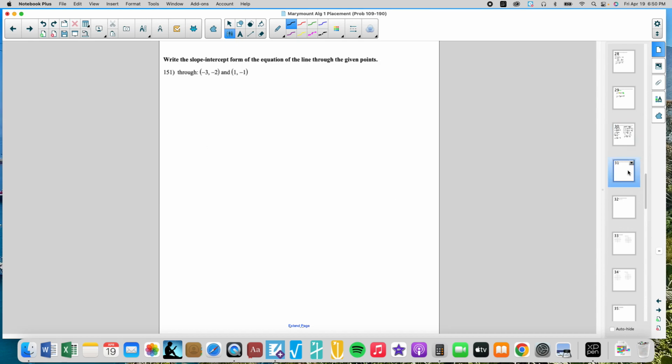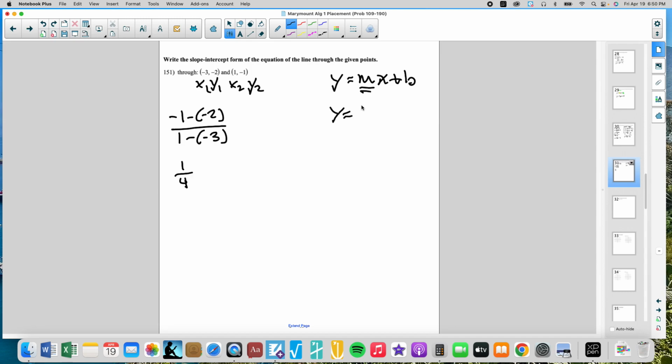Either way, slope-intercept. So if I'm going to do slope-intercept, I need to figure out what the slope is. So I'm given 2 points, x sub 1, y sub 1, x sub 2, y sub 2. So we do y sub 2 minus y sub 1 over x sub 2 minus x sub 1. That gives me 1 over 4. So I know my slope is 1/4.